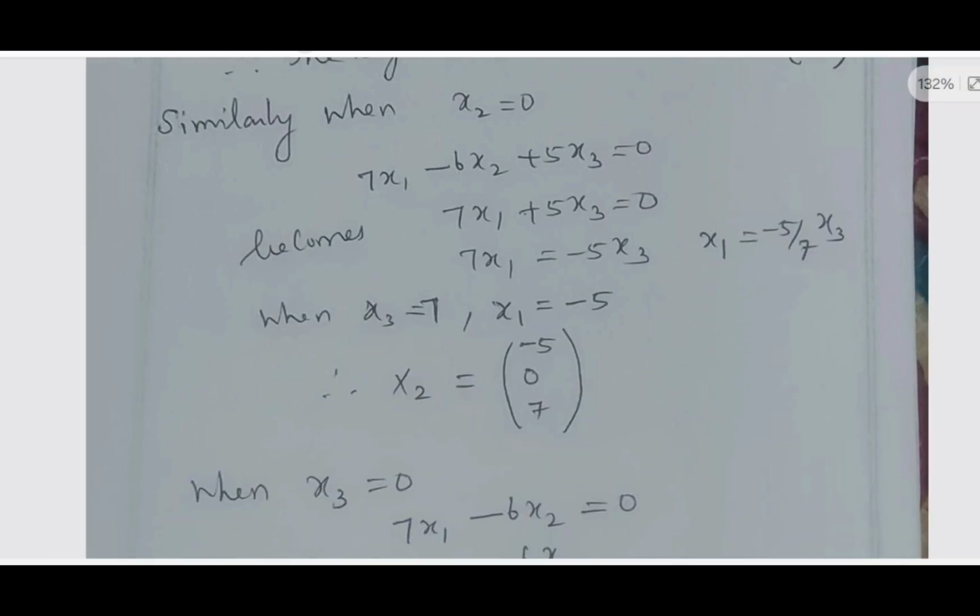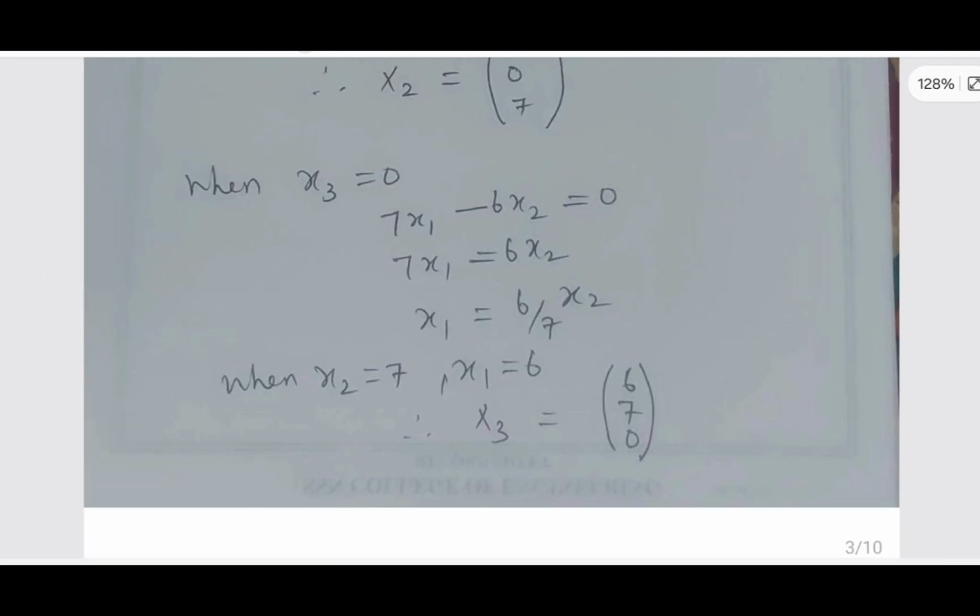Now the next one, you substitute x3 is equal to 0. Substituting x3 is equal to 0 in the same equation, we will have only x1 and x2. So 7x1 minus 6x2 is equal to 0. So 7x1 is equal to 6x2. Therefore x1 is equal to 6 by 7 x2. So now you can tell automatically what the x2 value is. x2 value is 7, so x1 equal to 6 you will get. Therefore the vector is 6, 7, and since we assumed x3 is equal to 0, it is 6, 7, 0.